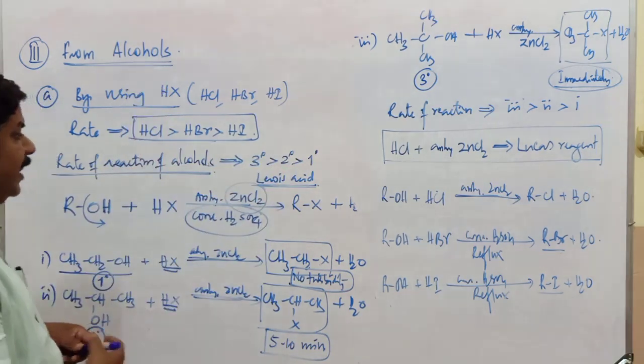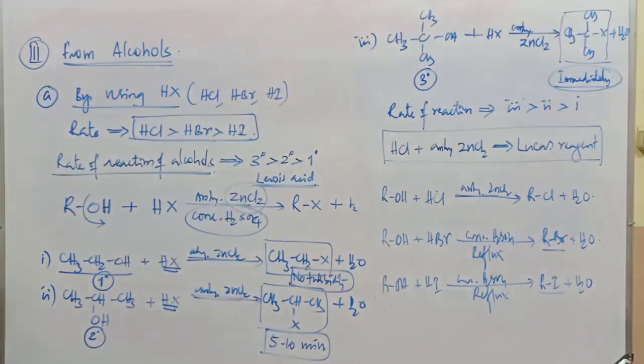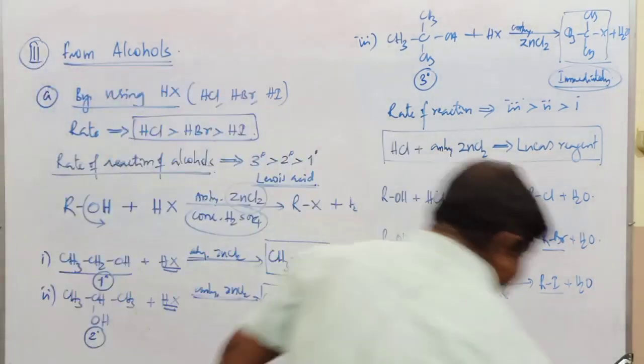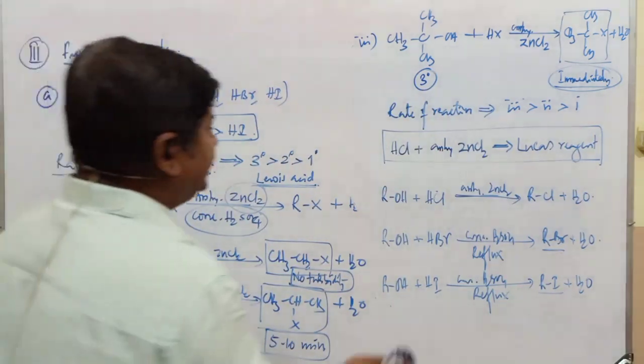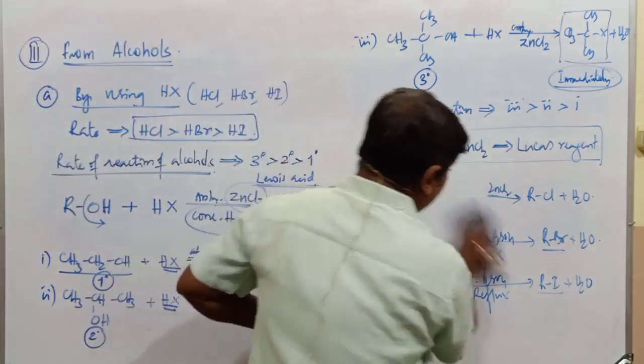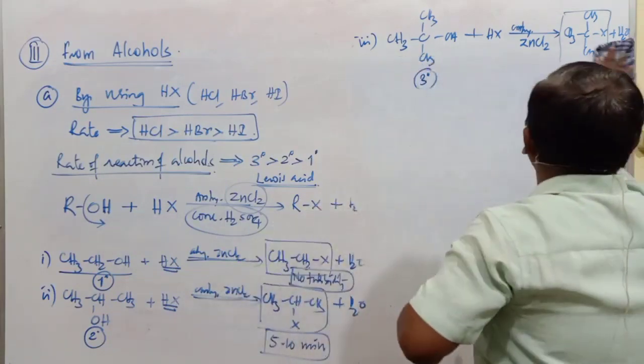So this is the method of preparation of haloalkane from alcohols by using what? Only hydrogen halides. In this one, remember, anhydrous zinc chloride acts as a Lewis acid. Next, another method for the preparation of these haloalkanes from alcohol itself, but by using a different reagent.